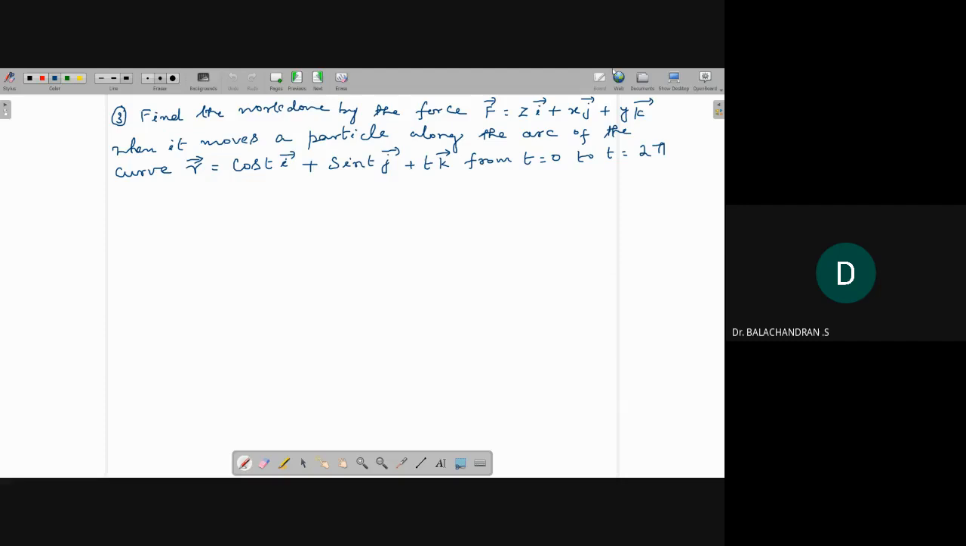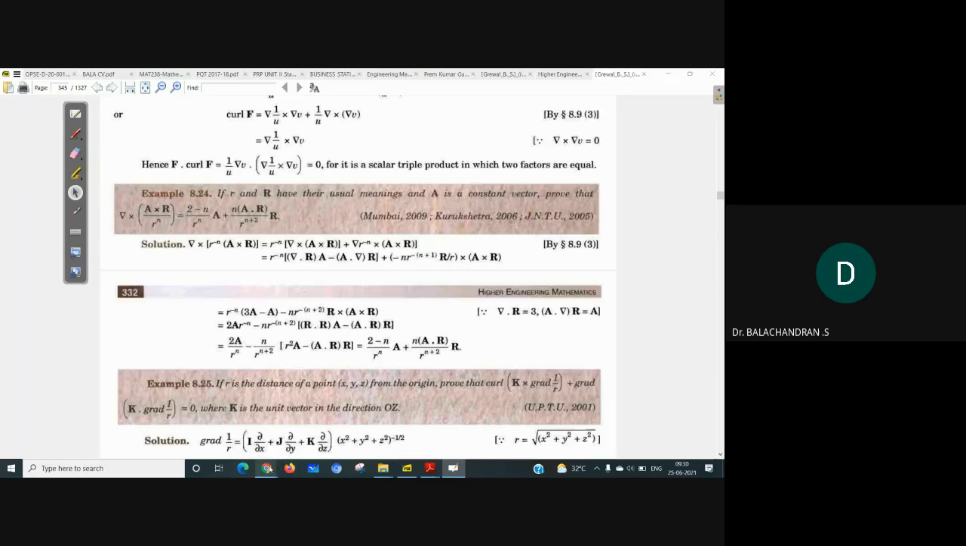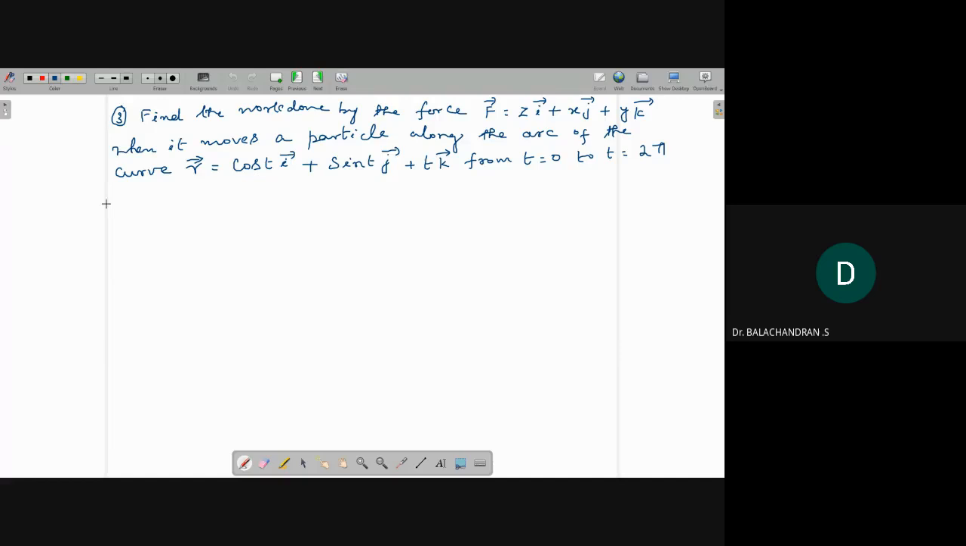Third problem. Find the work done by the force F vector equal to z i vector plus x j vector plus y k vector, when it moves a particle along the arc of the curve r vector equal to cos t i vector plus sin t j vector plus t k vector, from the point t equal to 0 to t equal to 2π.